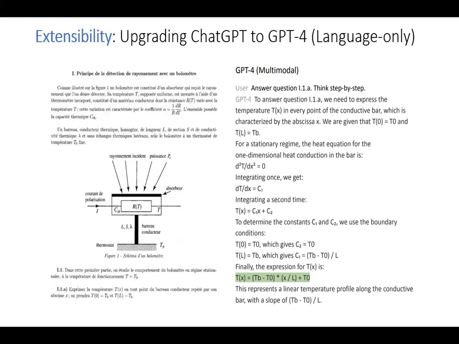So the large language model in the system can be upgraded to a newer, more powerful model when it comes out with no sweat. We tested by upgrading ChatGPT in MMReact to language-only GPT-4. And we use 2 testing examples from the GPT-4 demo. The first one is solving the physics problem from a textbook image.